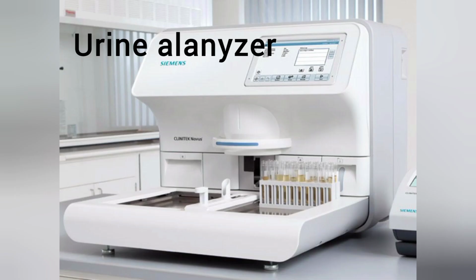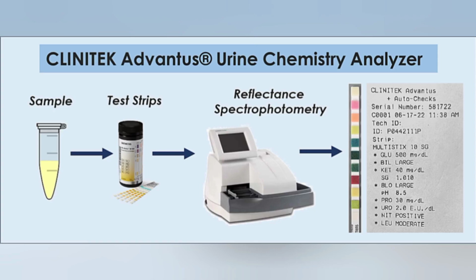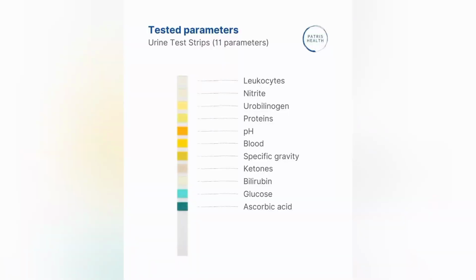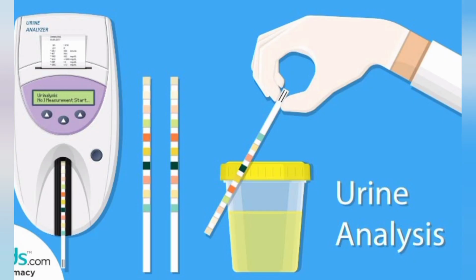Next equipment is urine analyzer. Urine analyzer is a device which performs automatic urine tests and can detect and quantify a number of analytes like bilirubin, protein, glucose, pH, red blood cells, and many more. Urine analyzers generally use the technology of reflectance photometer, which is actually a urine strip reader.